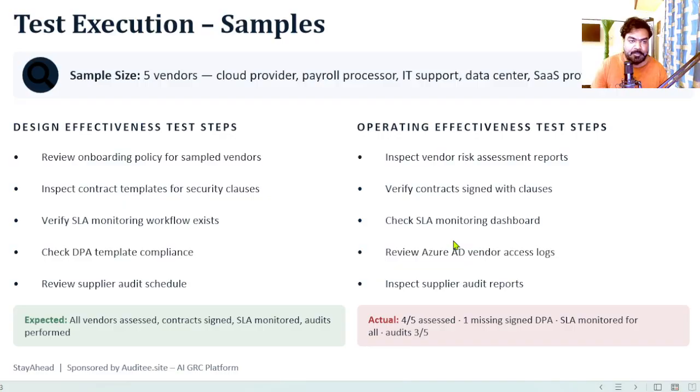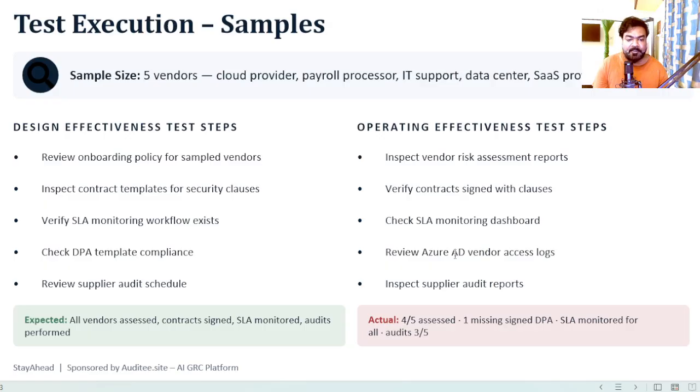Test execution samples. Time to actually run the test. Our sample is 5 vendors: a cloud provider, a payroll processor, an IT support vendor, a data center, and a SaaS provider. A good cross-section of vendor risk types.